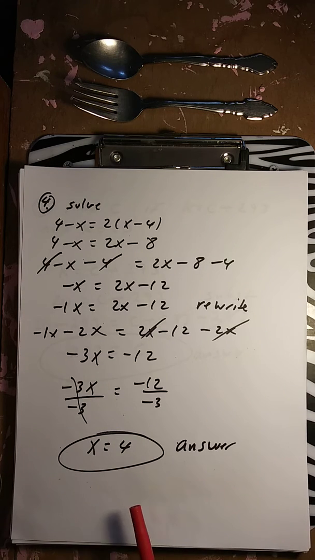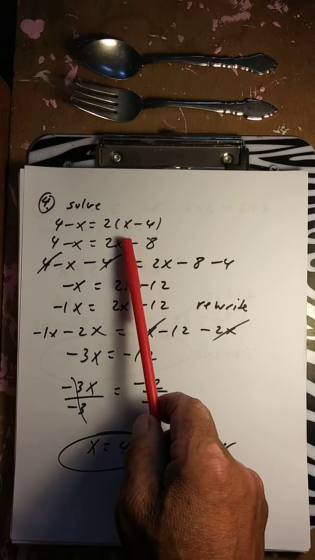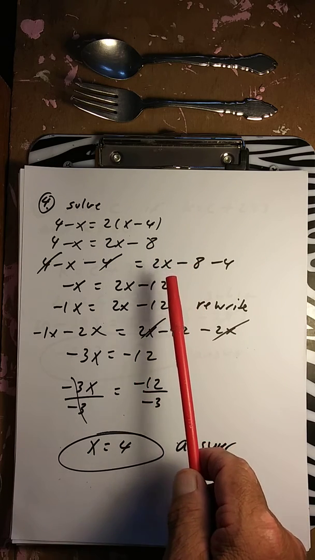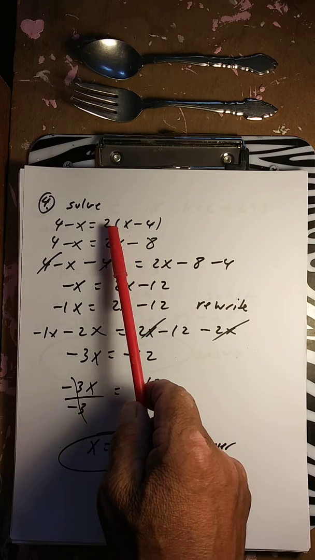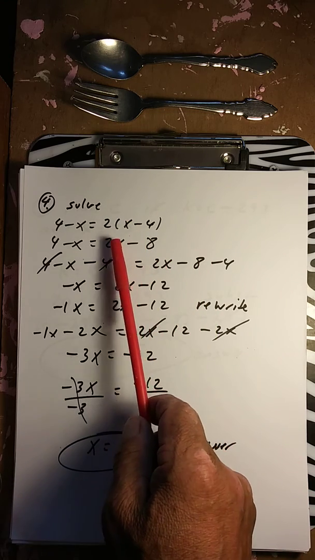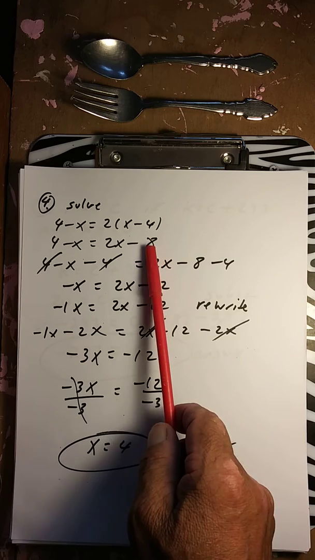Solve this. 4 minus x equals 2 parentheses x minus 4. We got to use that. Please excuse my dear Aunt Sally to get rid of this. So we got to do parentheses first. 2 times that is 2x. 2 times that is negative 8.